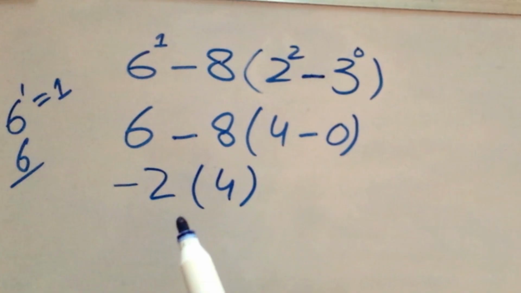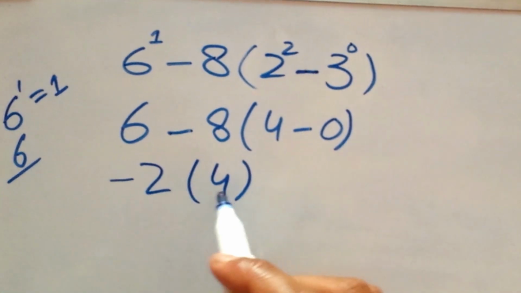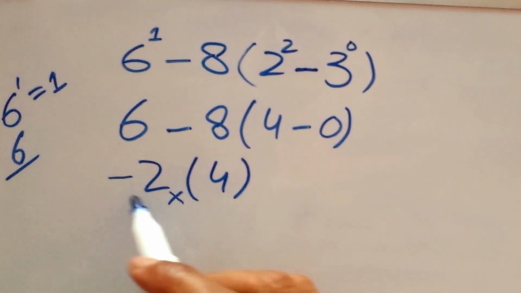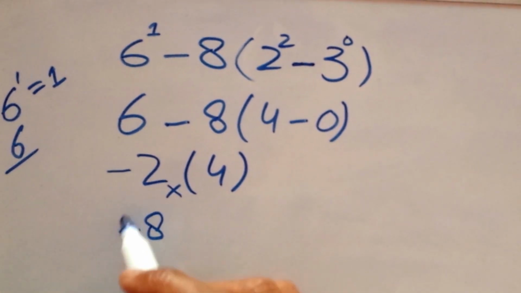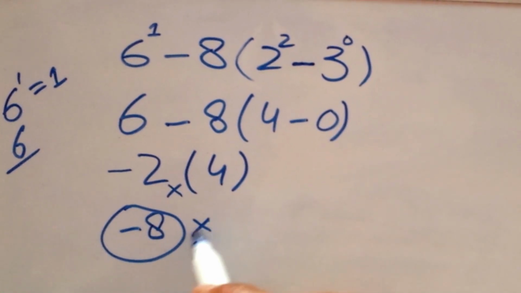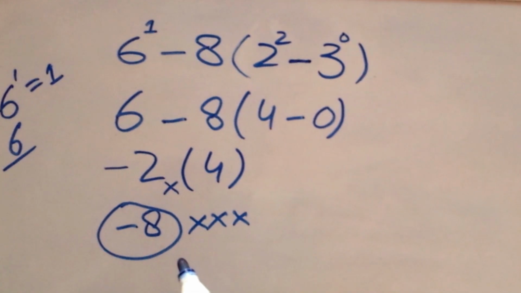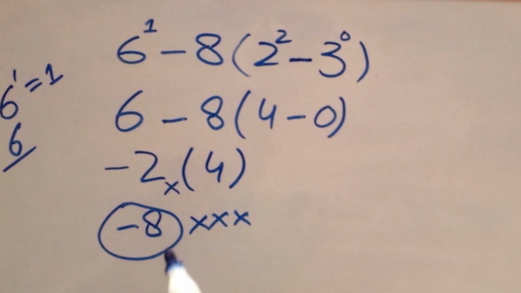Now minus 2 and 4 here is multiply, so 2 times 4 equals 8. Keep the negative sign, but this is not correct. Why is minus 8 not correct?